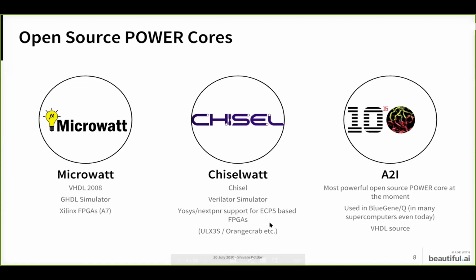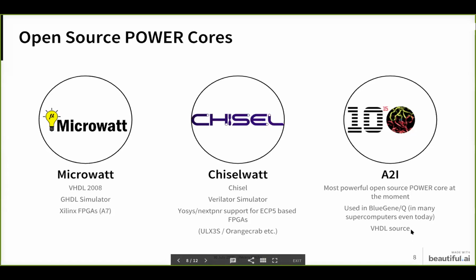ECP5 is itself an FPGA whose bitstreams are open sourced. So there are various boards based on this FPGA which are supported by Chiselwatt. And then A2I, being the most recent one, is also the most powerful open source OpenPOWER core which is available at the moment. It was used in Blue Gene/Q, which is a part of many of the supercomputers even today. And even A2I is in VHDL.